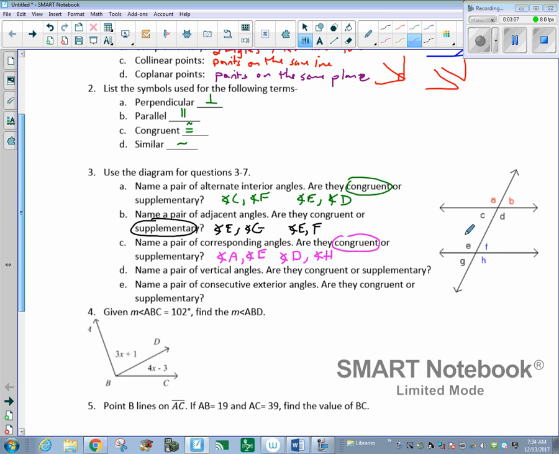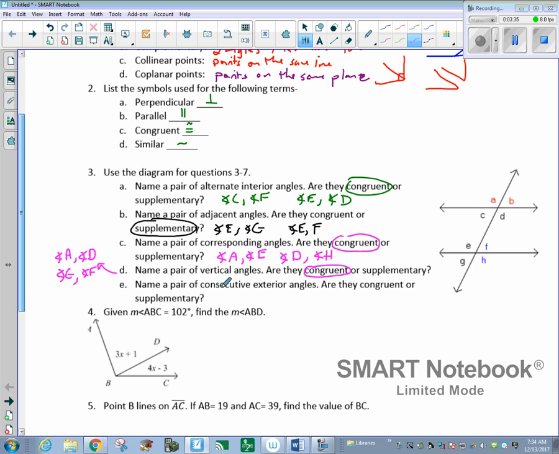Vertical angles. Vertical angles are the ones that make the X. So there's a bunch of these guys as well. I'm going to go over here because I don't have any room over there. So we'll go with angle A and angle D are vertical angles. We could say angle G and angle H, or angle F as well. And these guys are congruent to one another. These are all terms that we're going to need.